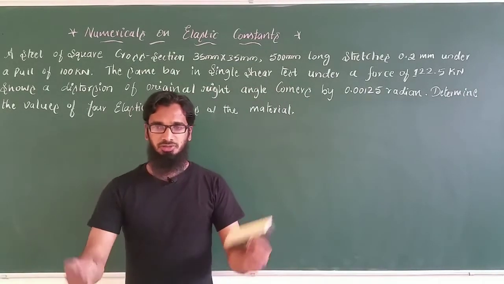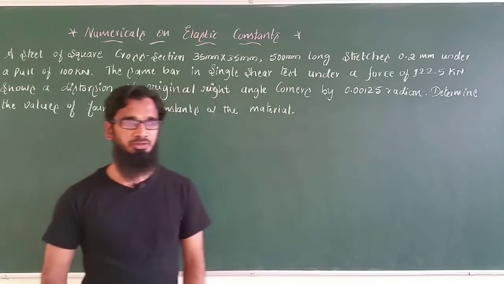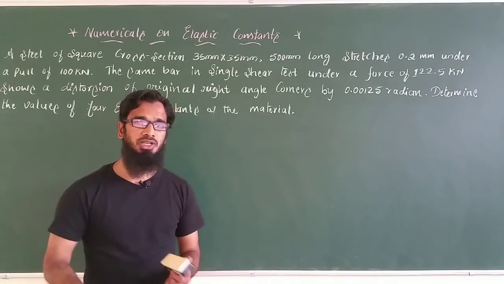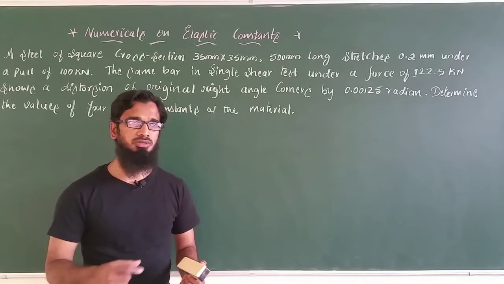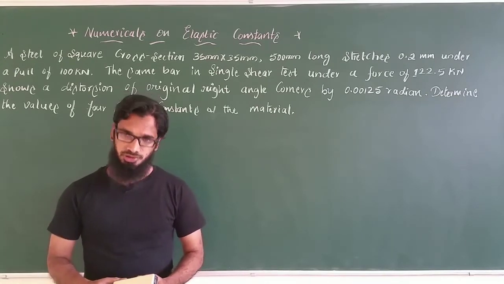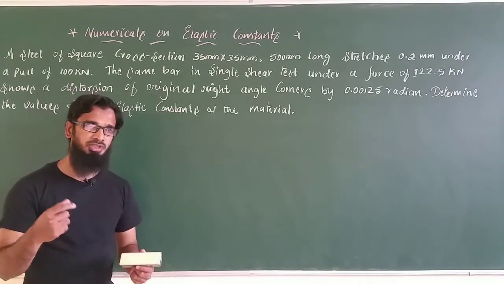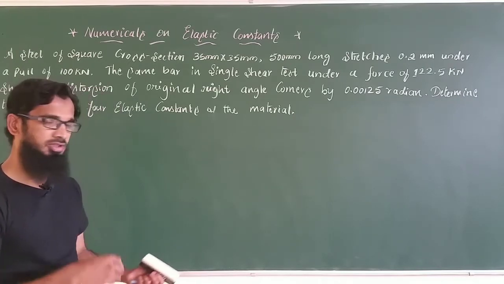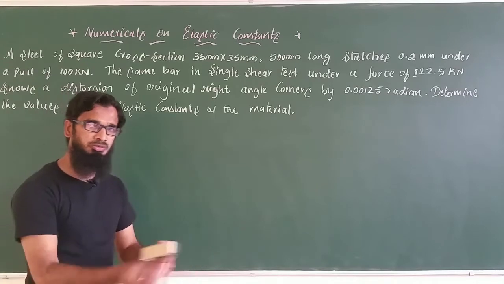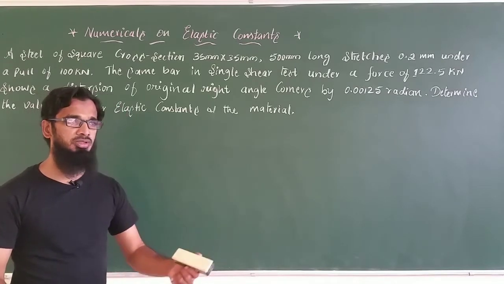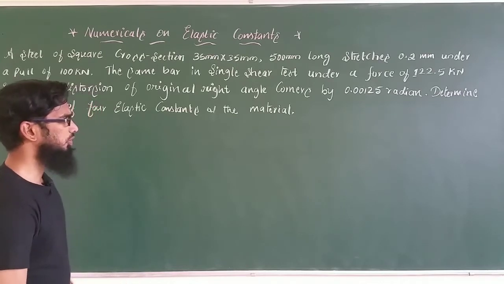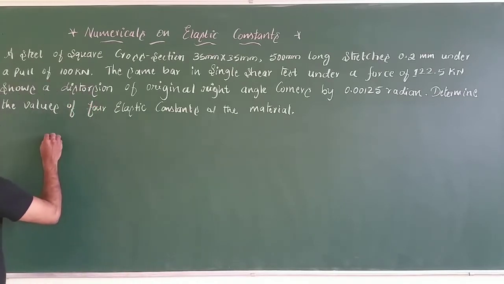Now this will be the given data. We have to find all four elastic constants: Young's modulus, bulk modulus, modulus of rigidity, and one more term, Poisson's ratio. The problem is very simple. We only have to remember the relations between the elastic constants, so we'll go directly for the solution.